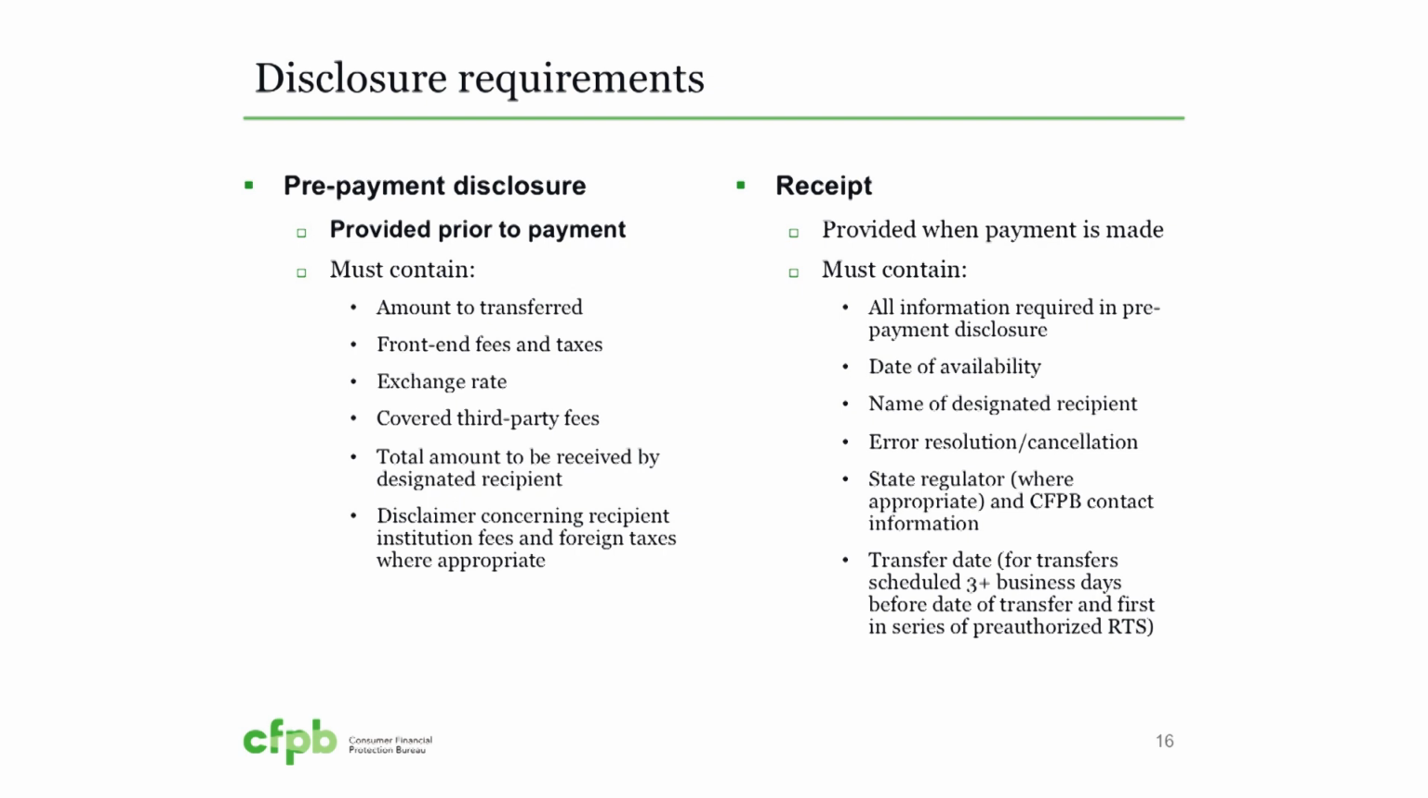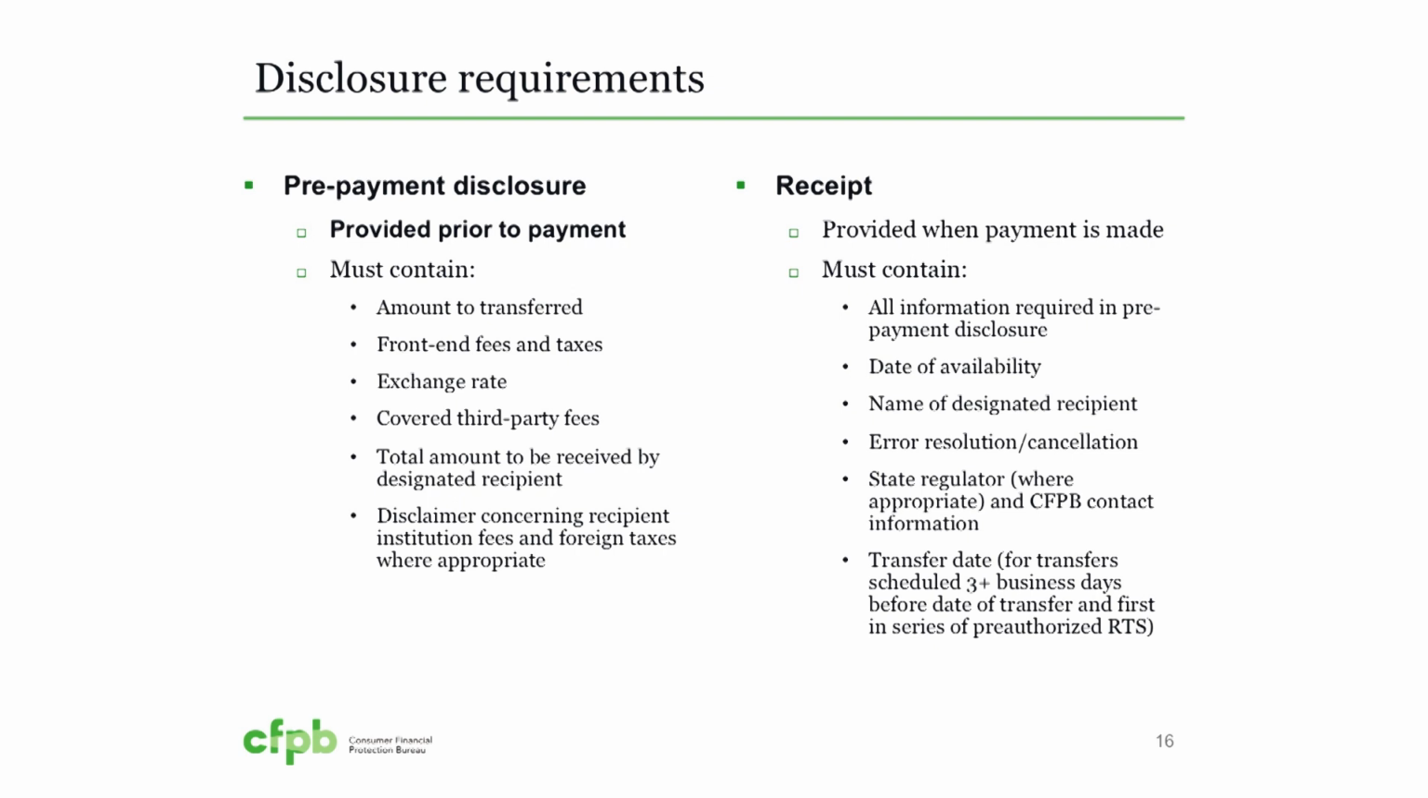So the commentary to the rule clarifies that for purposes of the rule, payment is made, for example, when a sender provides cash to the remittance transfer provider or when payment is authorized by the sender. So, if a sender requests that a financial institution send a wire abroad, the receipt would be provided when the payment is authorized, not when the wire is actually processed and sent out.